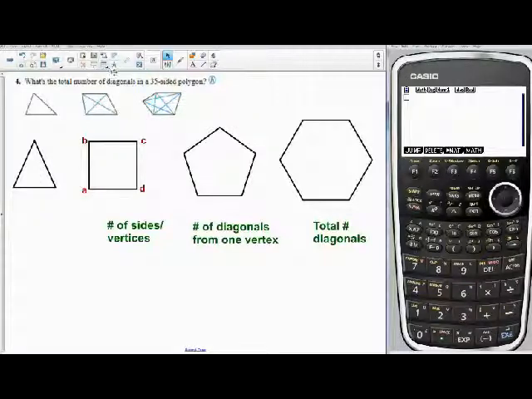Now we're going to be looking for diagonals. It's going to be a little bit different than the handshake game that we did in class. On diagonals, we're going to start off with a three-sided figure. So I'm going to do number of sides and vertices. I'm going to have three right here. This is my triangle. And I cannot make any diagonals. The number of diagonals from one vertex, I just can't do it. So I'm going to have 0 diagonals, and of course my total diagonals is also going to be 0.